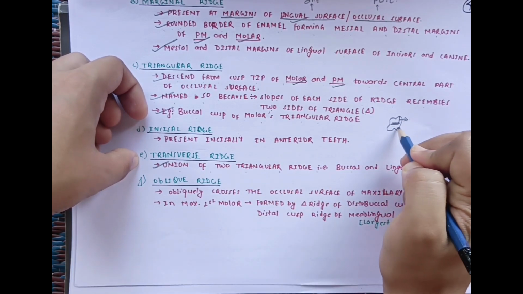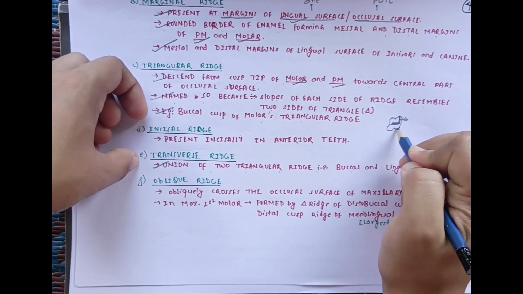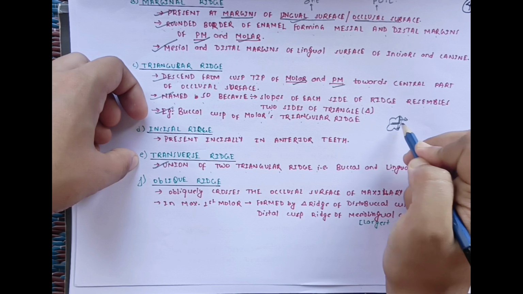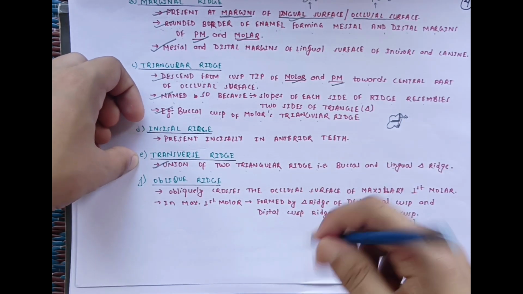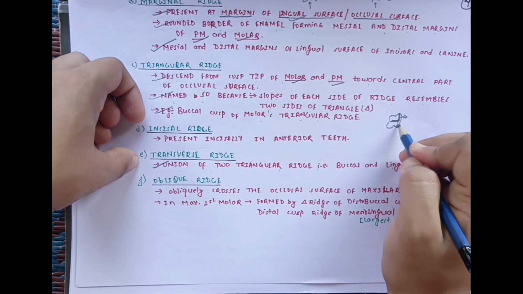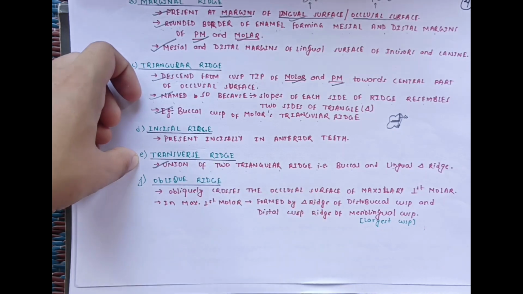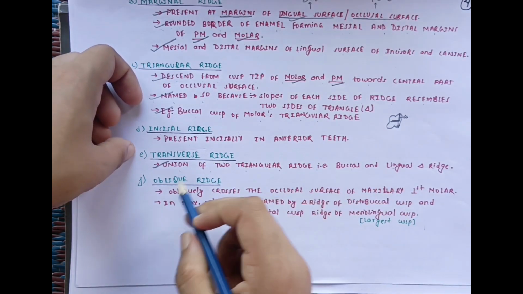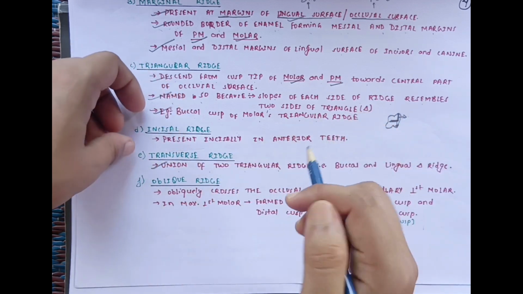Just imagine that this is one cusp and this is another cusp. A triangular ridge comes from this side and a triangular ridge comes from this side. Both the ridges meet at the central surface. So collectively these two triangular ridges are called the transverse ridge. It will be more clear when I show you the pictures.